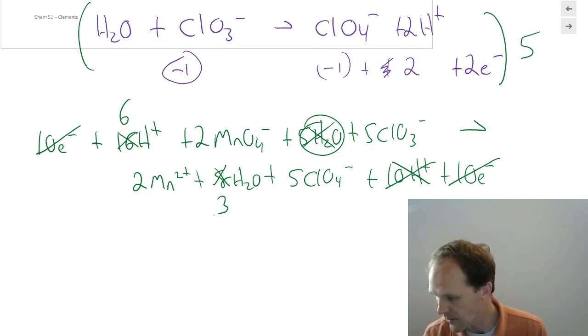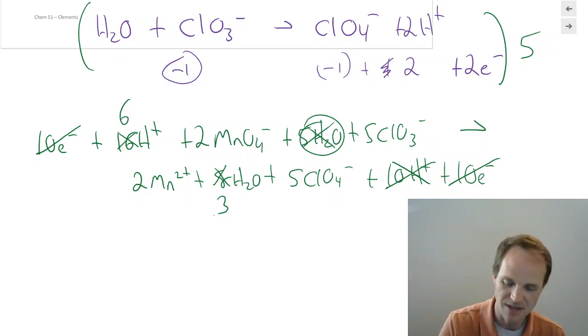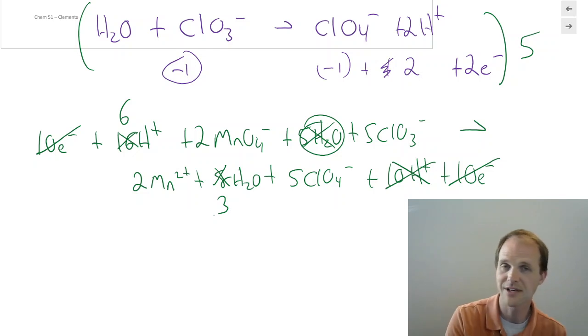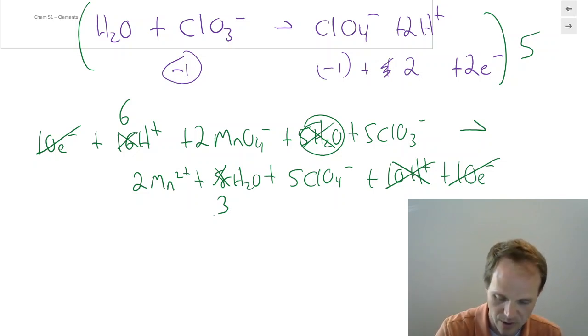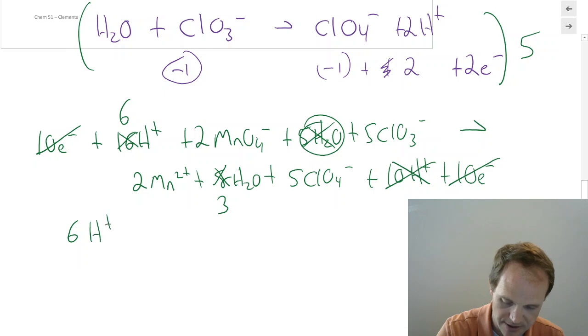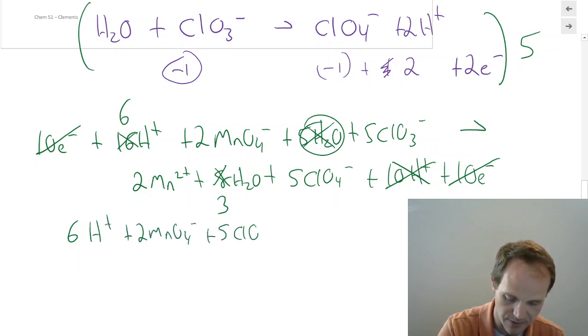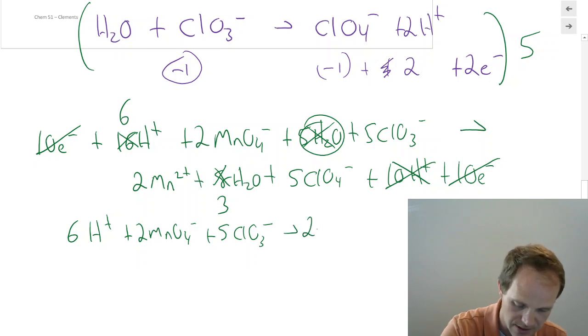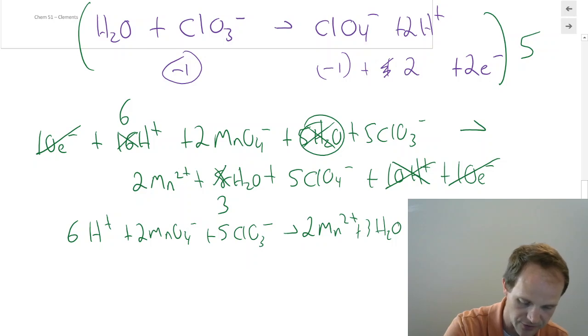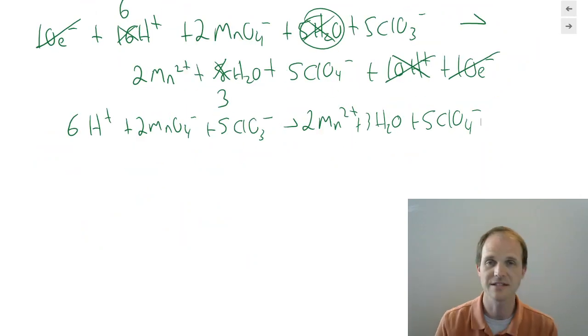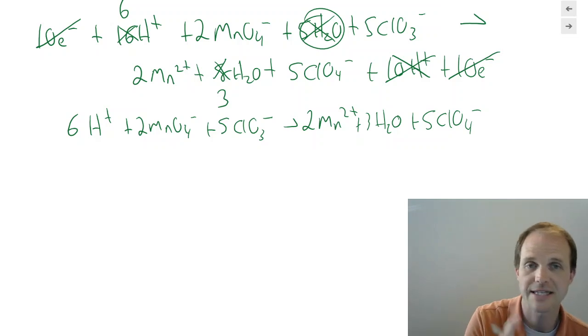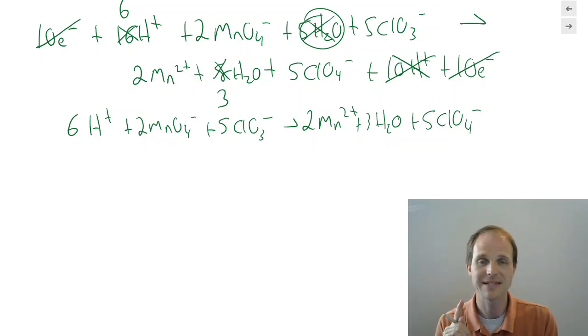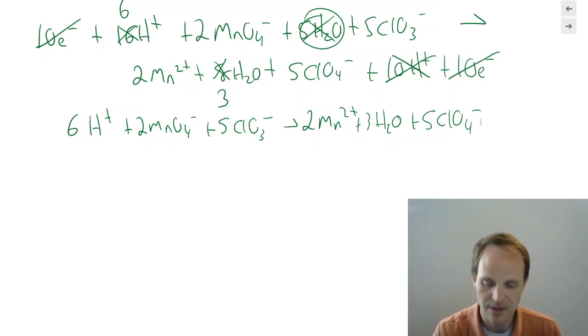The next thing I'm going to do is write this all out a little more neatly. I'm going to be doing another step, so I'm not going to write my phases quite yet. I'm going to do 6 H plus 2 MnO4 minus plus 5 ClO3 minus goes to 2 Mn2 plus 3 H2O plus 5 ClO4 minus. There we go. If I had put phases on that, that would be my answer for balancing an acidic solution. I'd be done. But I'm balancing in basic solution, and so now I do one more step.